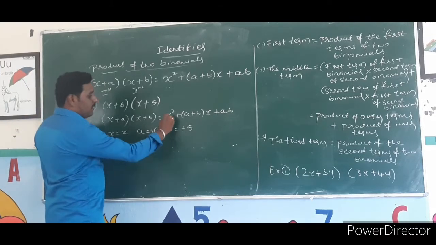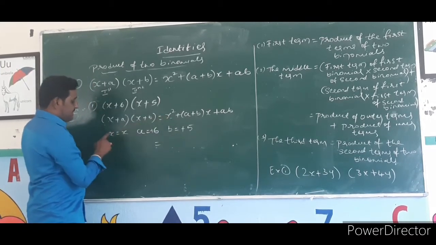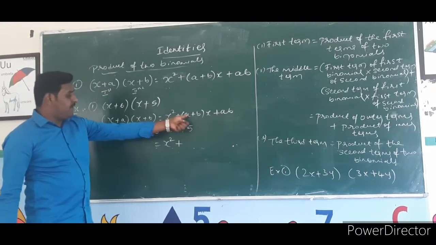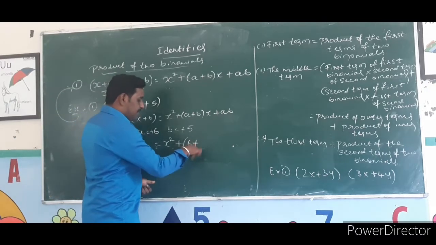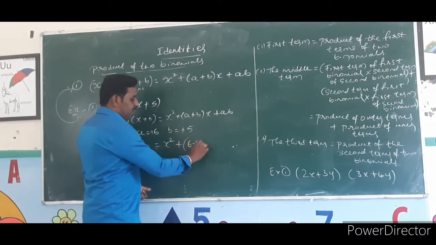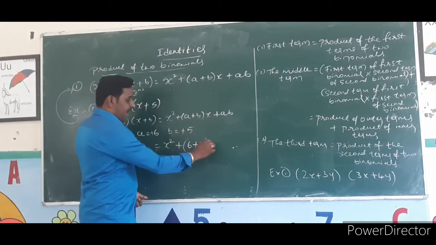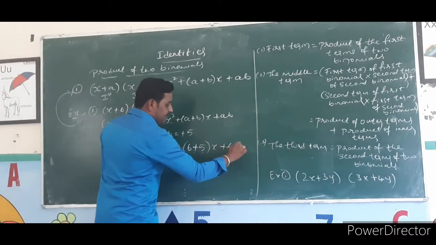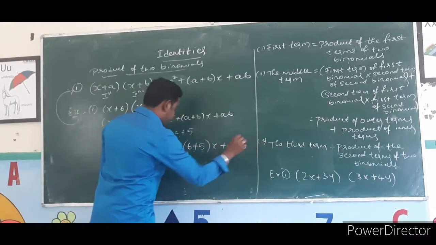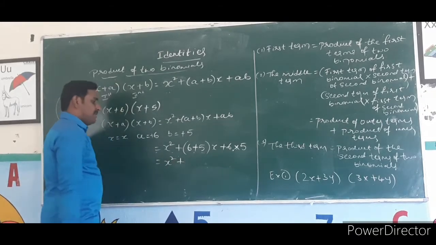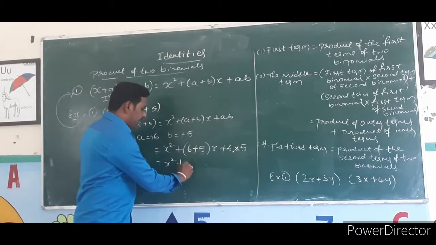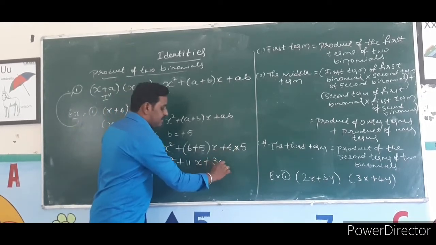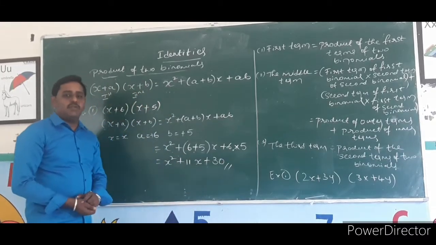Now apply the formula. In the place of x, it is x only, so x square plus, in the place of a, 6, plus, in the place of b, 5, into x, plus a into b, that is 6 into 5. That is x² + (6 + 5)x + 6 × 5, which is x² + 11x + 30. Like this we can easily solve this problem.